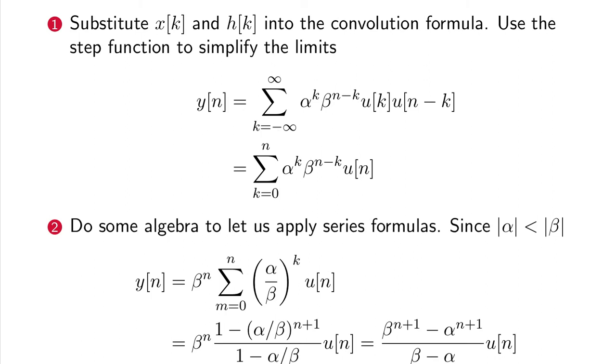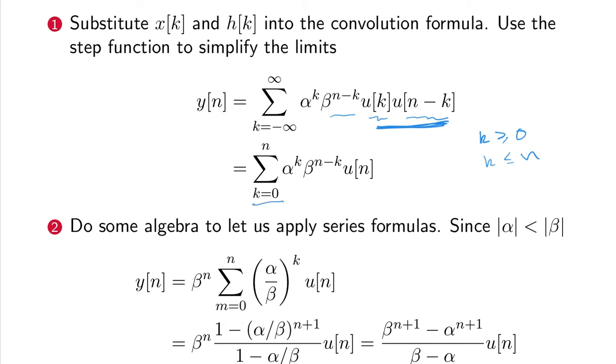So again, we can have some fun with summations. Let's plug x of k and h of k into the convolution formula. Here I take alpha to the k, beta to the n minus k, and a u of k, u of n minus k. I can use these u's to constrain the summation. So k has to be greater than or equal to 0, and the second one says that k has to be less than or equal to n.